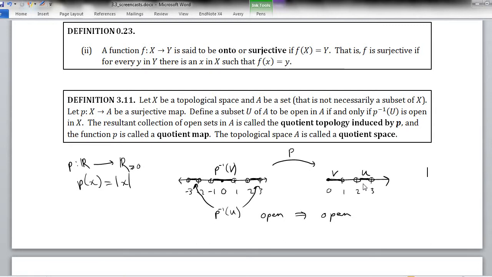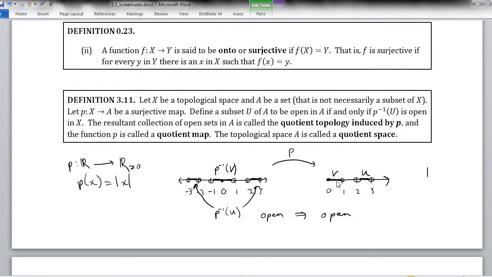Let's look first at the interval from 2 to 3, not including the endpoints. Call that U. Its preimage under P would be everything whose absolute value is between 2 and 3. And we get a couple of intervals that way, right? The interval from -3 to -2, and the interval from 2 to 3. And so the preimage of U is the union of those two intervals, each of which is open. Therefore, P inverse of U is open in the standard topology on R. And by definition of the quotient topology, that means that this interval U is also open in the quotient space.